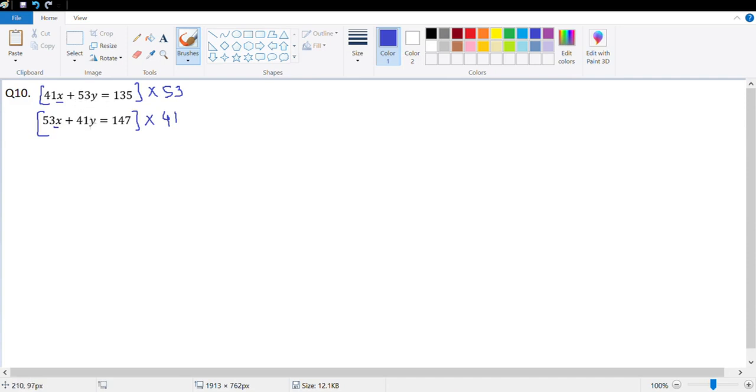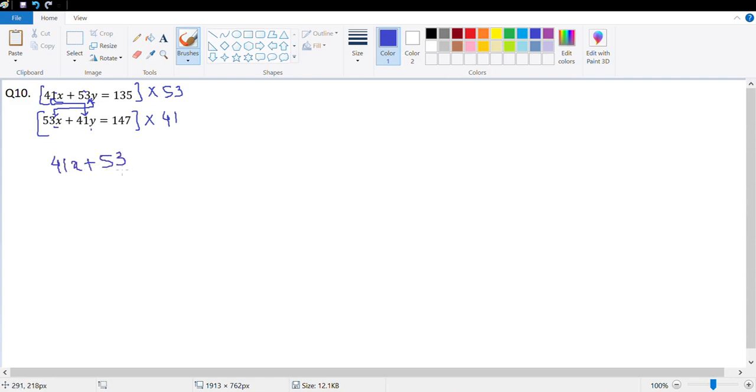So if you have a question where the coefficient of x of equation 1 is equal to coefficient of y of equation 2, and coefficient of y of equation 1 is equal to coefficient of x of equation 2, which means 41 here is 41 of y, 53 of y here is 53 of x. In that case, there's a different method to be used, which is first you add both these equations. So let's add them first.